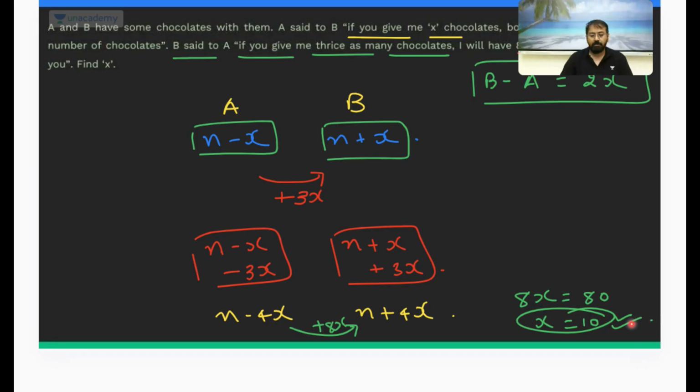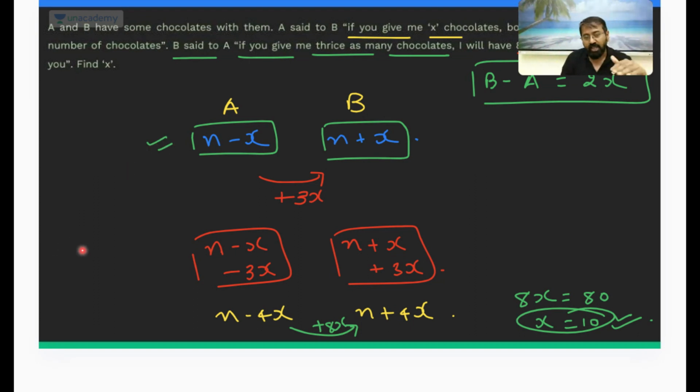Did you get this point? x will be equal to 10. Once again, understand the scenario. First situation: A said to B that if you give me x chocolates, we both will have the same chocolates. That means A must have n minus x chocolates and B must have n plus x chocolates. Only then, if B transfers his x chocolates to A, both of them will have the same chocolates. So we got their initial number of chocolates.